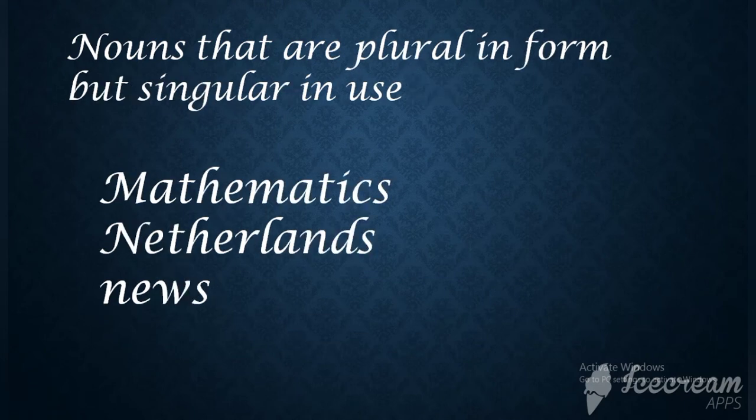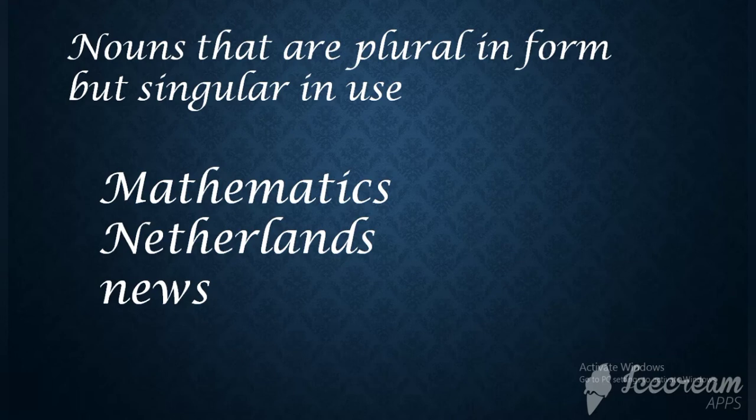Now the next one, nouns that are plural in form but singular in use. We studied nouns that are singular but plural in use, but now nouns that are plural but singular in use. Mathematics. It ends with s, so you might think it is plural, but it is not, it is singular. Netherlands, when it ends with s you may think it is plural, but this is a singular form. And news, N-E-W-S. You may think it is plural because it ends with s, but that is wrong. News is singular.